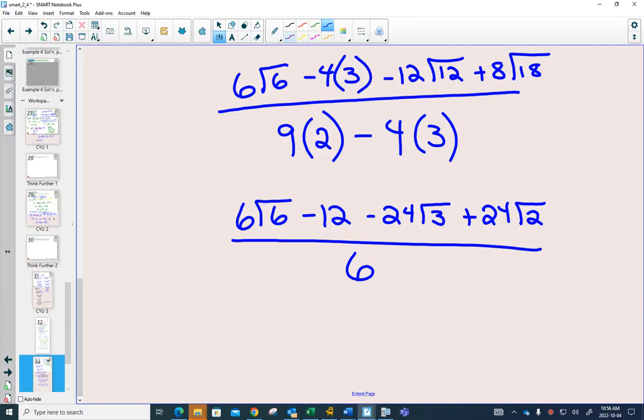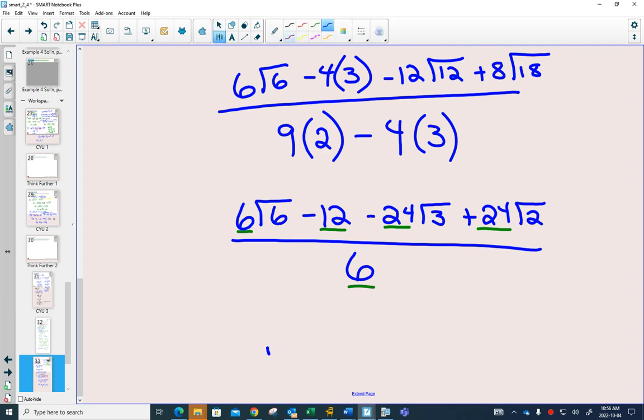And then finally, none of these are from the same families, so we can't put any of them together. But we look at the numbers. There's 6 of these, 12 of these, 24 of these, 24 of these. Is there a number that divides each of these numbers in front and the number on the bottom? Is there a number you can divide all of them by? What's the biggest number? 6. So we divide them all by 6.